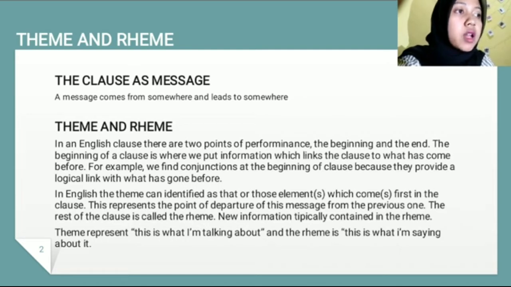The beginning of a clause is where we put information which links the clause to what has come before. For example, we find conjunctions as the beginning of clause because they provide a logical link with what has gone before. In English, the theme can be identified as those elements which come first in the clause. This represents the point of departure of this message from the previous one.